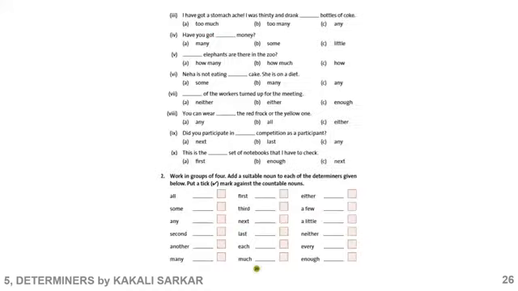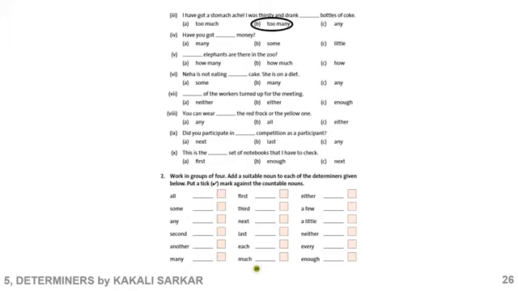Now to the next page. I have got a stomach ache. I was thirsty and drank too much bottle, no. Too many bottle, any bottle. Too many bottles of Coke, because bottle is a countable noun. So we use many for countable nouns and much for uncountable nouns.